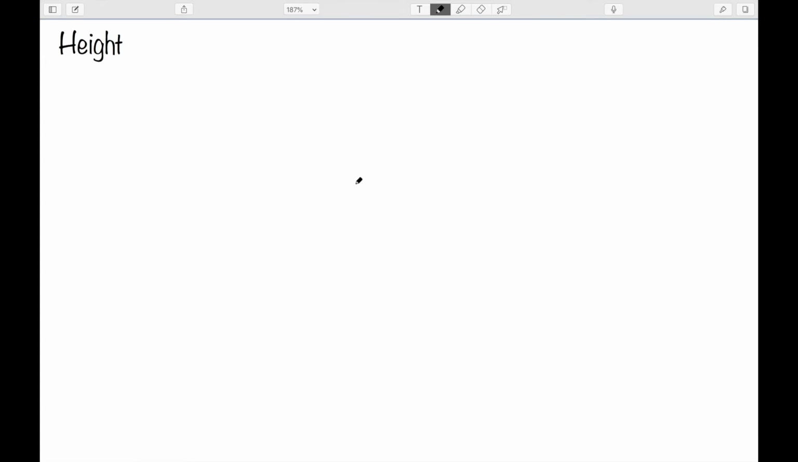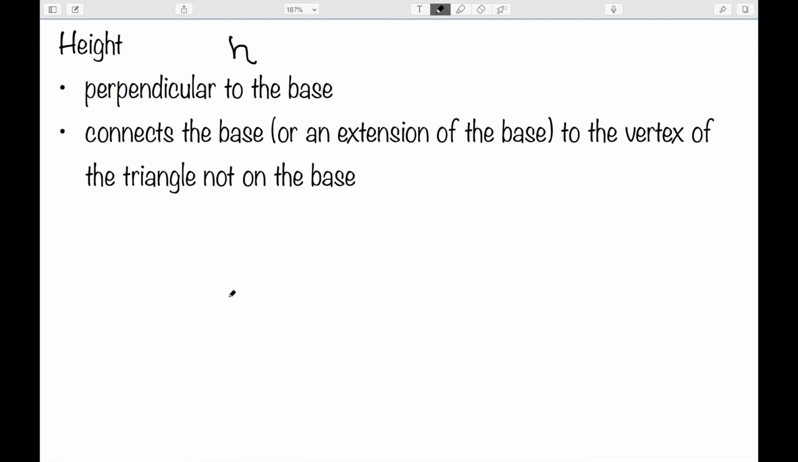Once we choose a base, the height can then be determined. The height is denoted by H. The height needs to be perpendicular to the base, and it needs to connect the base or an extension of the base to the vertex of the triangle that's not on the base. So let's look at a couple of examples.